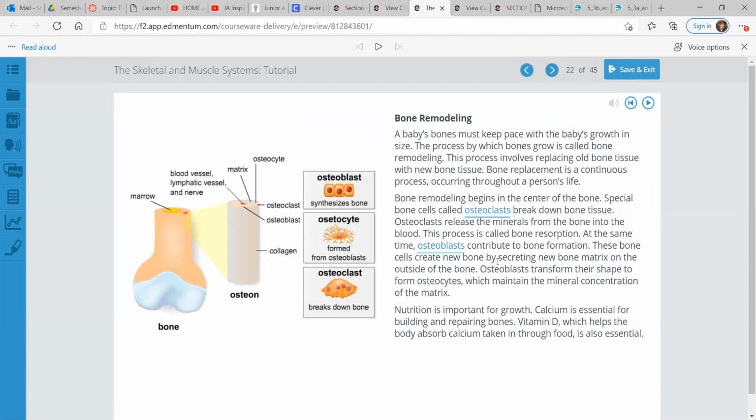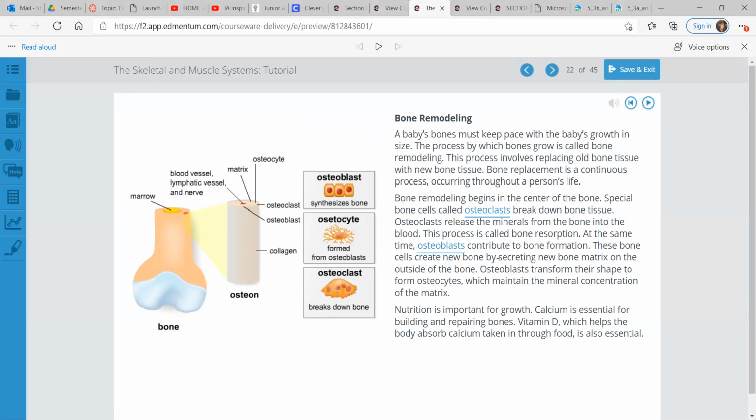Osteoclasts release the minerals from the bone into the blood. This process is called bone resorption. At the same time, we have osteoblasts, with a B, contributing to bone formation. These bone cells create new bone by secreting new bone matrix on the outside of the bone. Osteoblasts transform their shape to form osteocytes, which maintain the mineral concentration of the matrix.